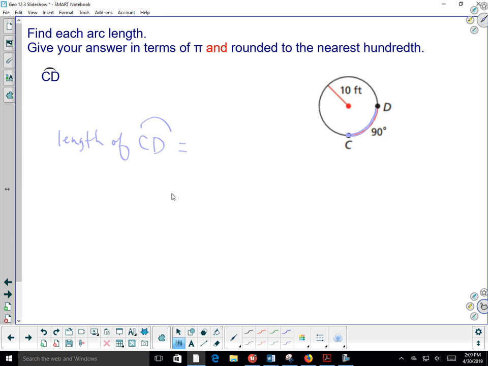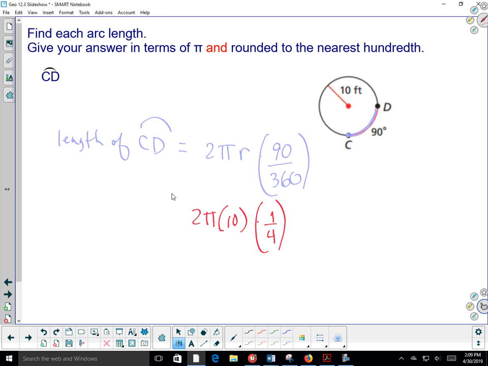Carlina, can you help me out? You're going to have 2 times pi times radius, and then multiplied by 90 over 360. All right, because the arc measure here is 90, and what is our radius here? So I get 2 times pi times 10 times, is it 90 over 360? Is that 1/4? Yes. All right, and so what does this turn out to be? 5 pi. What units would it be?